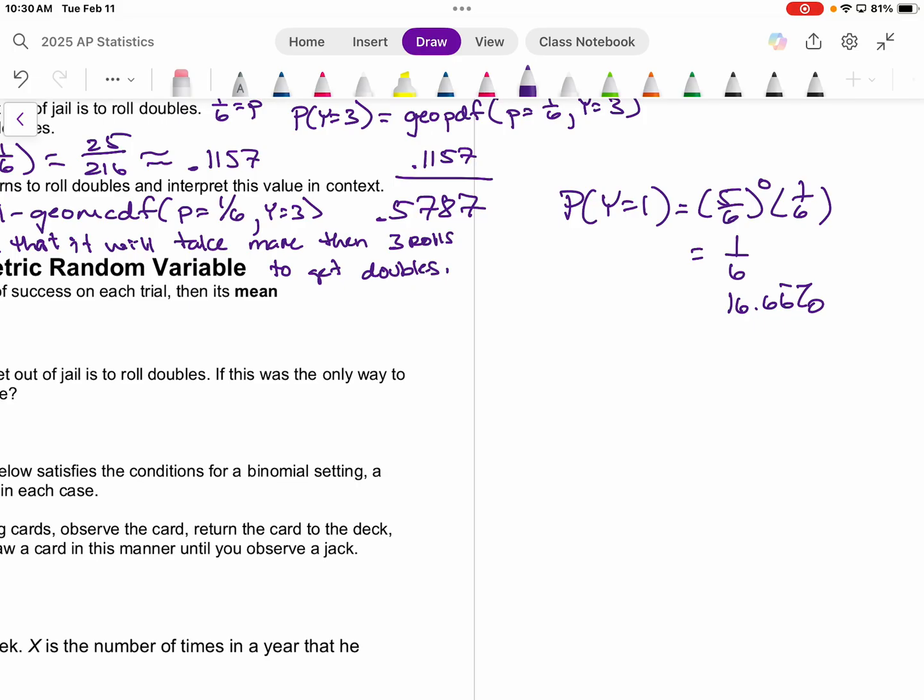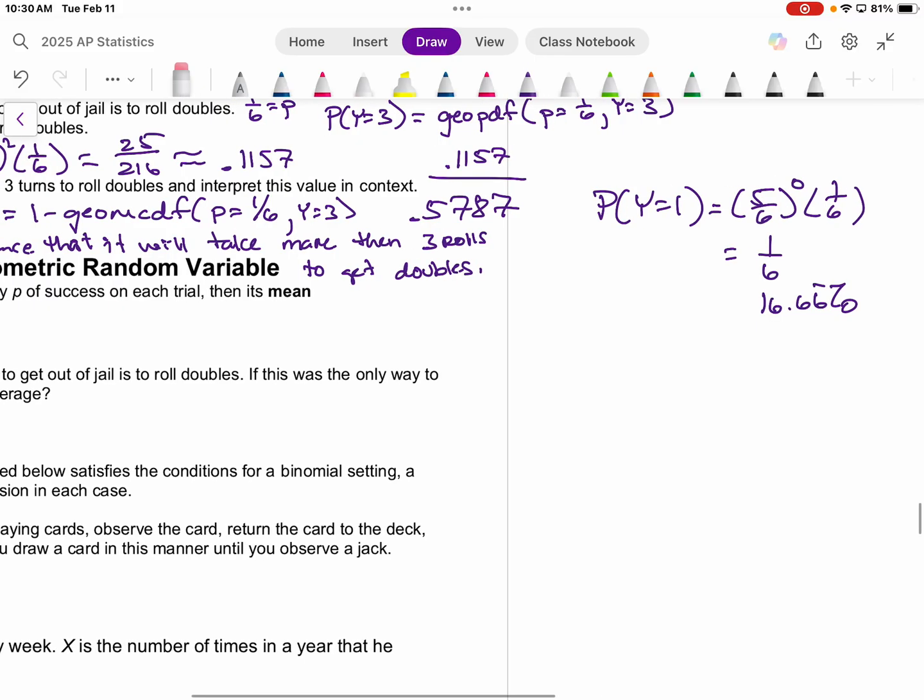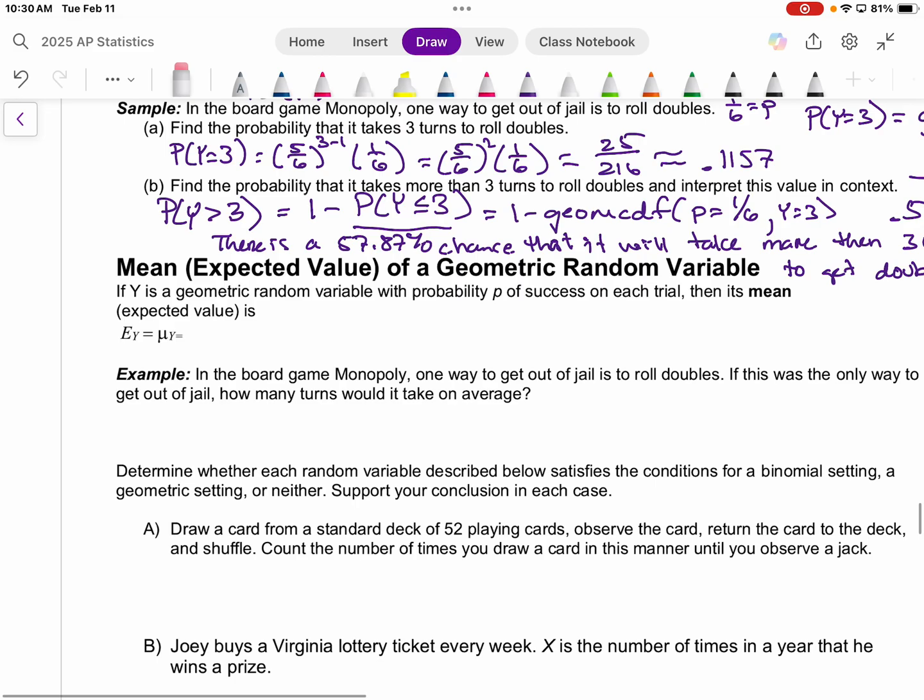So that's a small percentage. Not super small, but it's a small percentage to get it on the first try. There's a greater percentage for it to take more than 1 to do it. We know more than 3 is 57%. Okay? So, all right, next part.